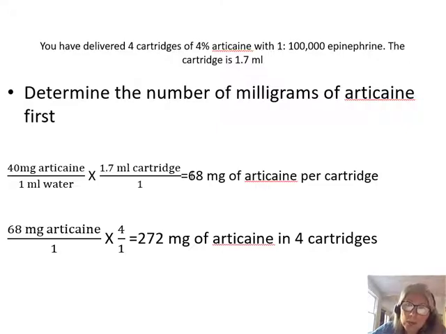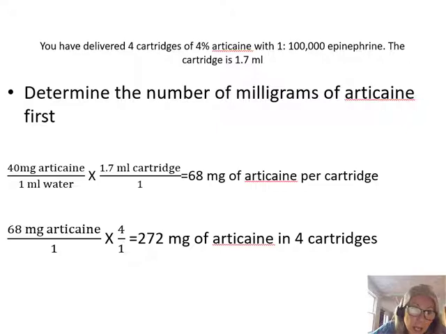Now we have to go back to our equation because most of the time we don't stop there. We haven't just delivered one cartridge. So we go back and it says we've delivered 4 cartridges. So we've delivered multiple cartridges, and because of that, we multiply. So we have 68 milligrams of articaine multiplied by 4 cartridges, which equals 272 milligrams of articaine that was delivered in the 4 cartridges.